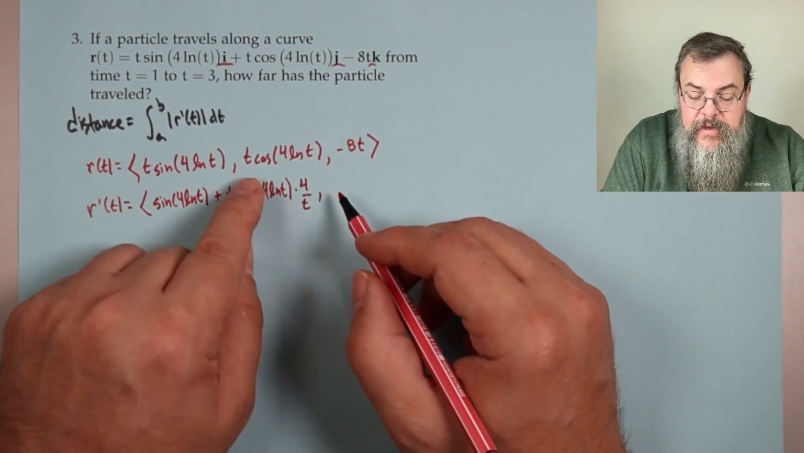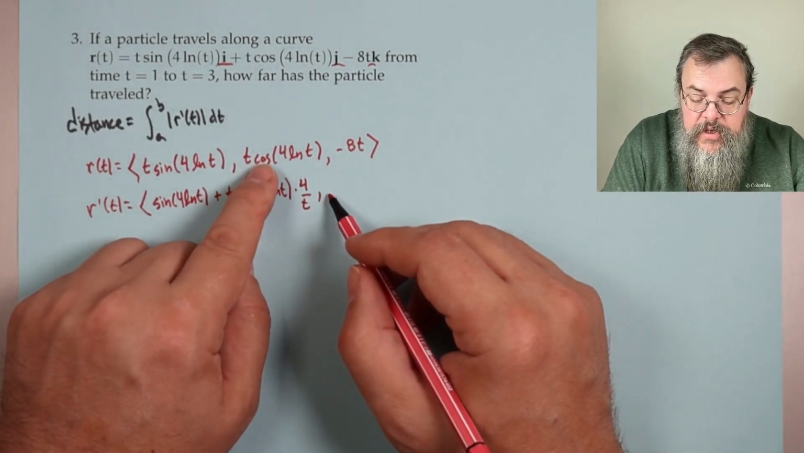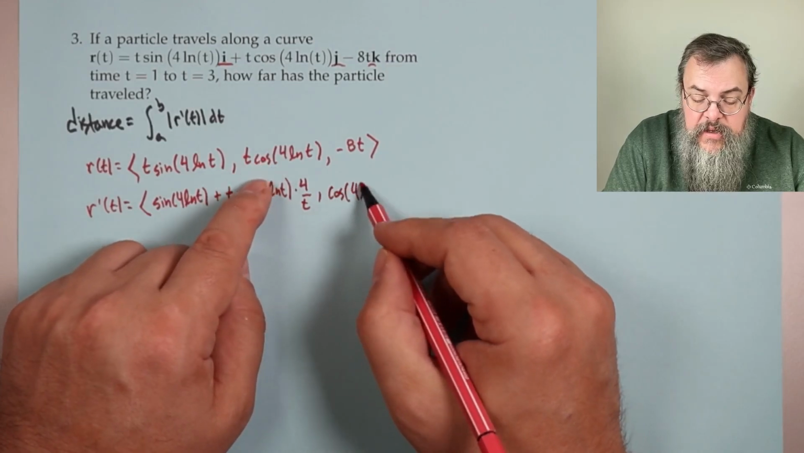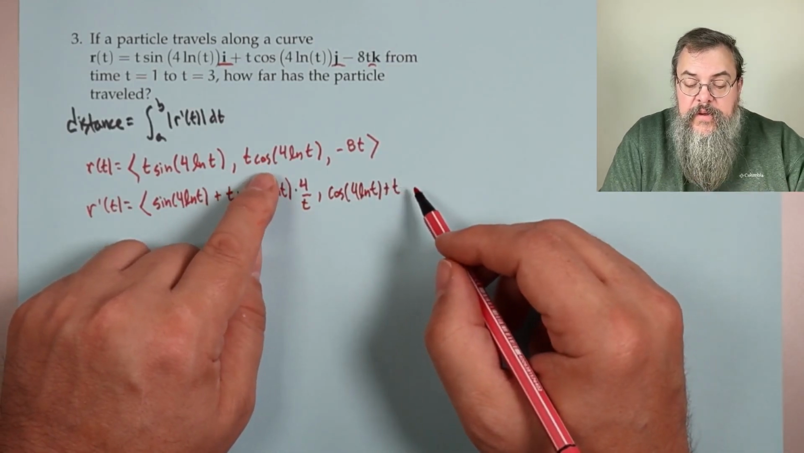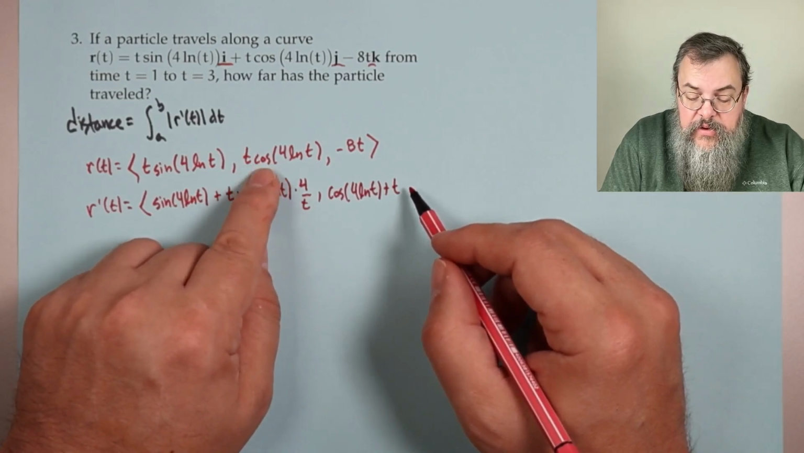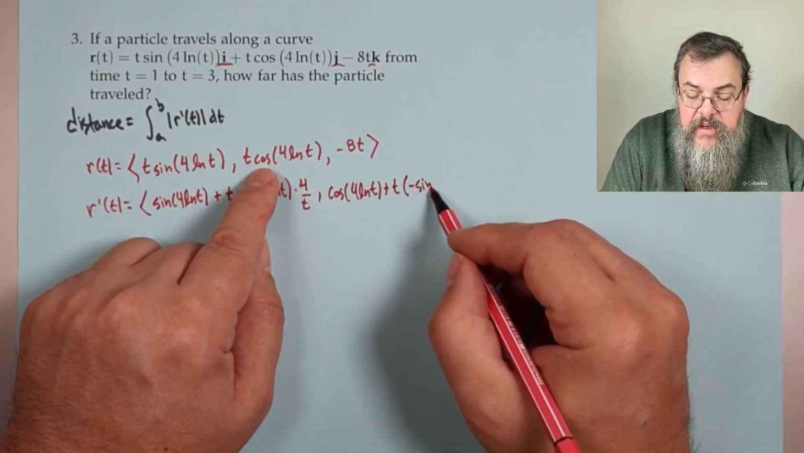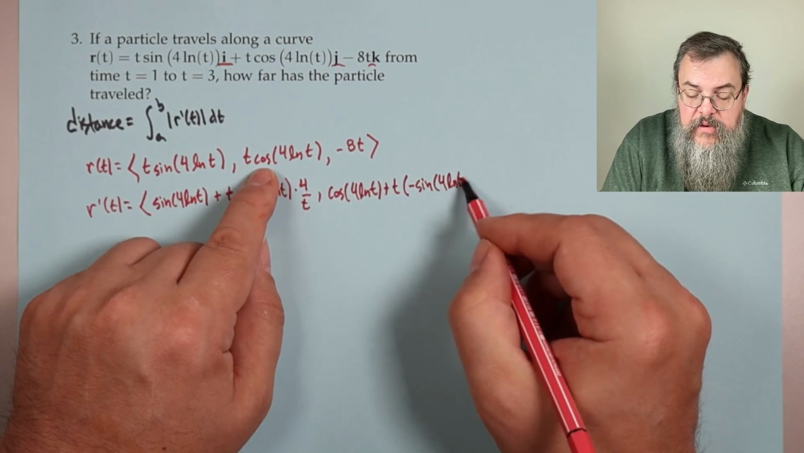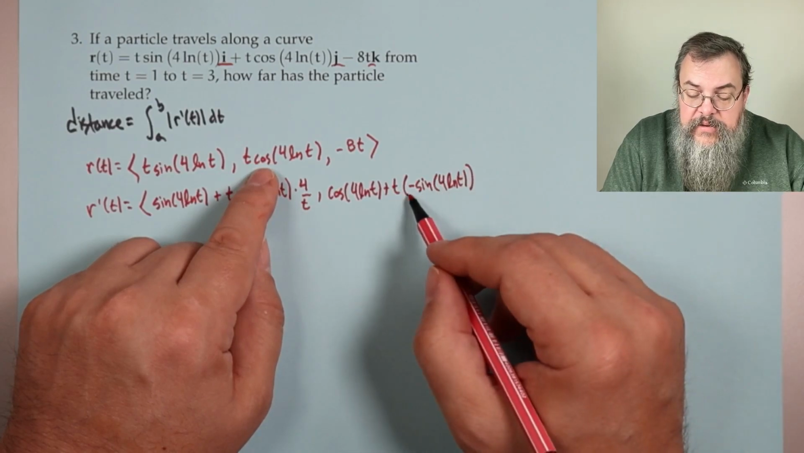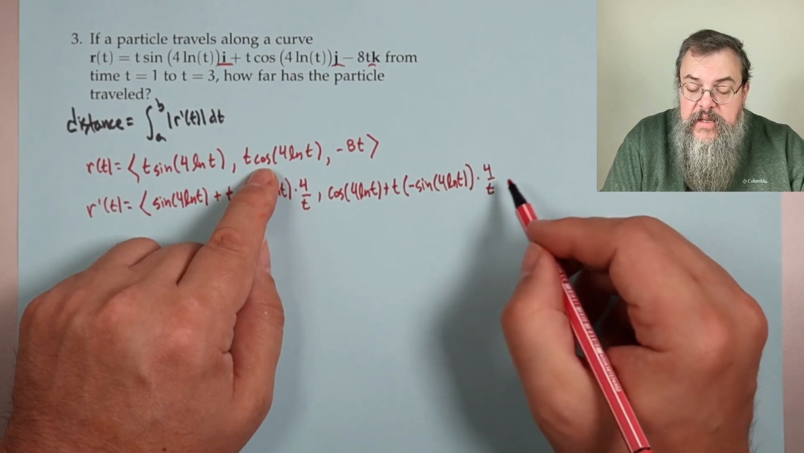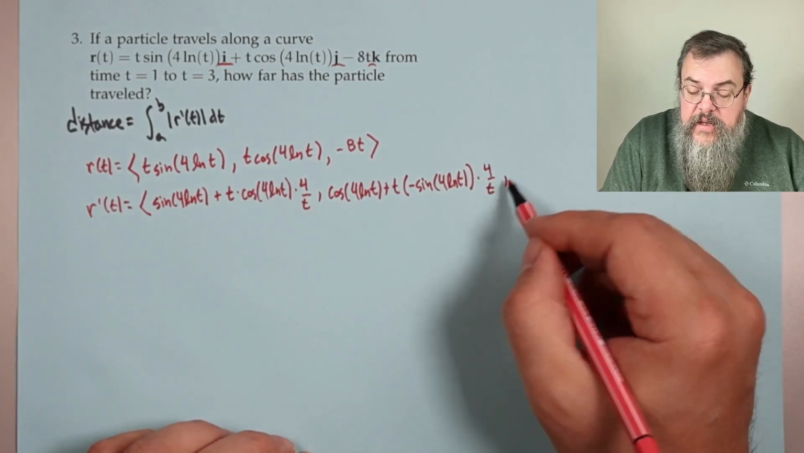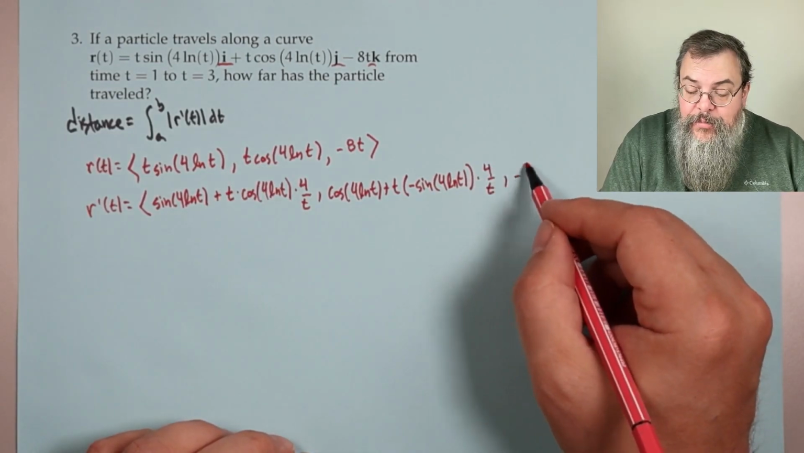Comma. Okay, same thing, product rule. Derivative of the first is 1 times your cosine plus the first times the derivative of the second, derivative of cosine, negative sine, and so chain rule again. So negative sine, inside remains the same, times by the derivative of the inside, and finally, derivative of minus 8t, minus 8.